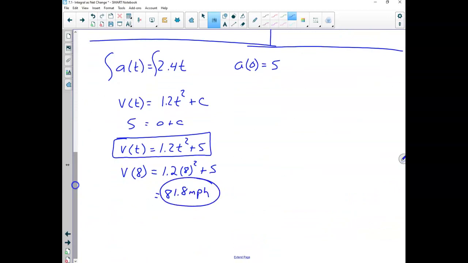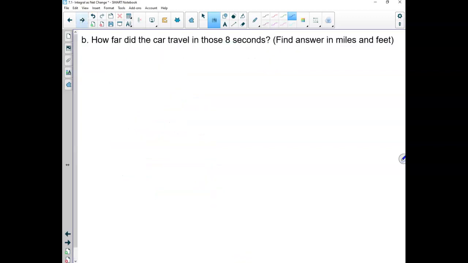Okay, so I'm just accumulating my velocity to find my speed. Well, how far did the car travel in those 8 seconds? We want to answer in miles and feet. And what do we know? Well, this is kind of weird, because now, how far did the car travel in those 8 seconds? So we want to know the total distance traveled.